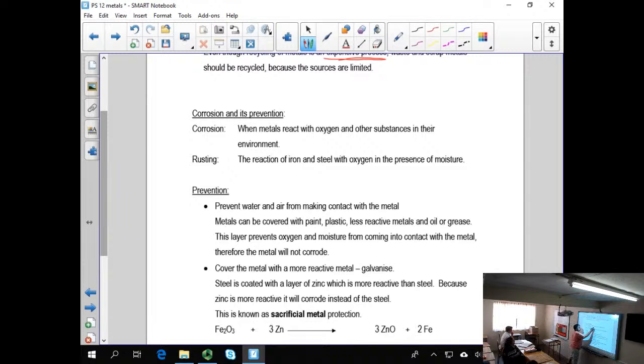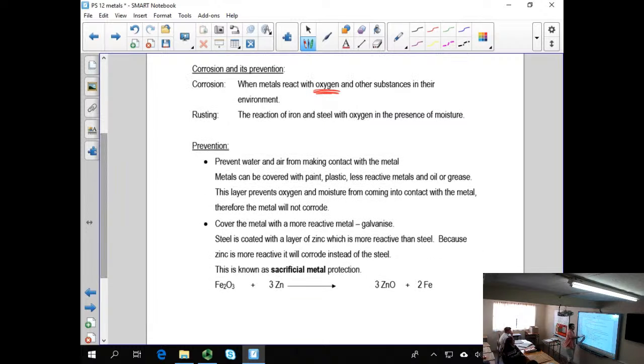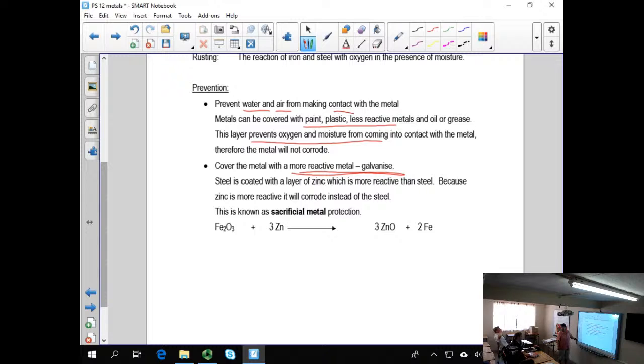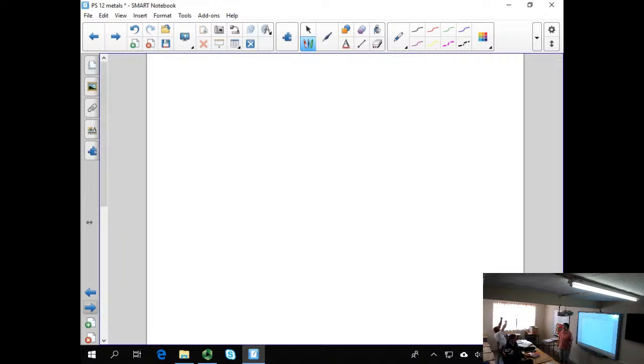Corrosion and its prevention. To prevent metals reacting with oxygen, what must you do? You must insulate it from the oxygen, prevent the oxygen from making contact. Prevent water and air from making contact with the metal by painting it, plastic coating it, attaching a less reactive metal to it, rubbing a layer of oil or grease over it. That layer that you put over it prevents oxygen and moisture from coming into contact with the metal. If there's no oxygen and moisture contacting the metal, can it react? No. Cover the metal with a more reactive one, galvanizing. We've just had a look at the galvanizing process. And I think that is the end of that chapter.